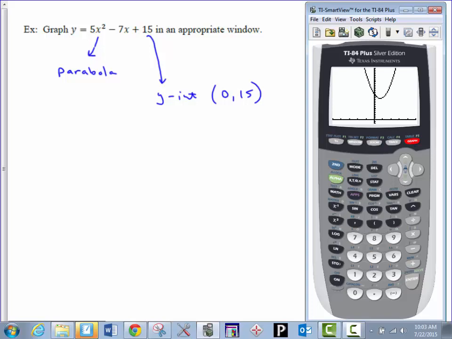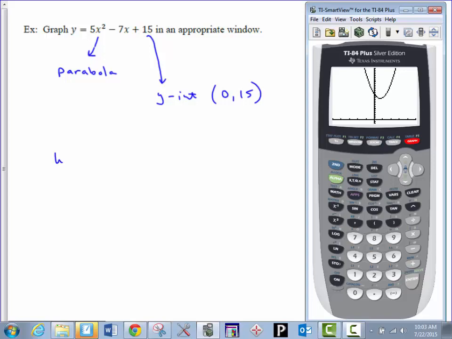I would say that this is a much more appropriate window than the first window that we had. You can see the shape of your parabola. You have the y-intercept indicated. We have it, I'm going to say, not so scrunched up together at the top. And so I would say that this is a more appropriate window.